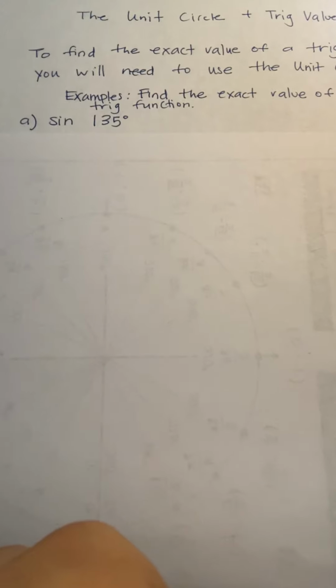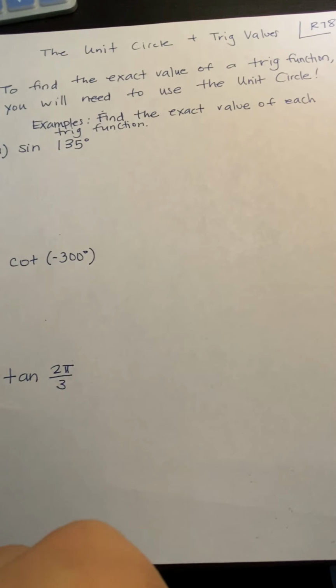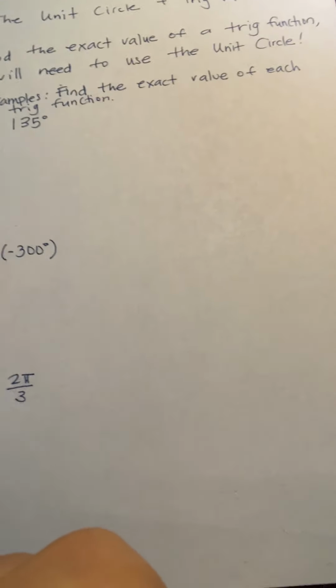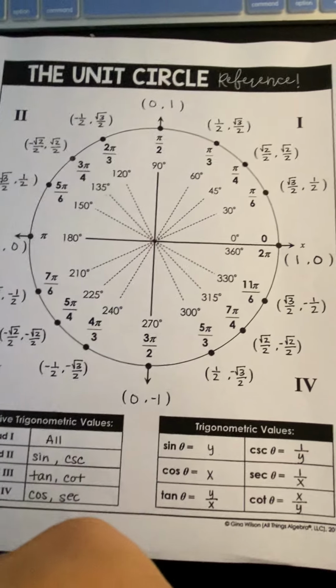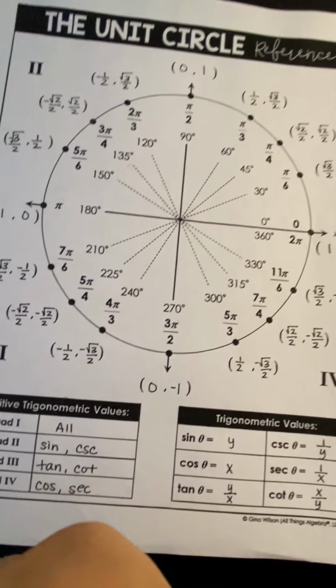So the first one is sine of 135 degrees. I'm going to show you both ways how you could do it, just by using a unit circle. And I did give you guys this printout, so you can use this as your reference. It is posted on Schoology.